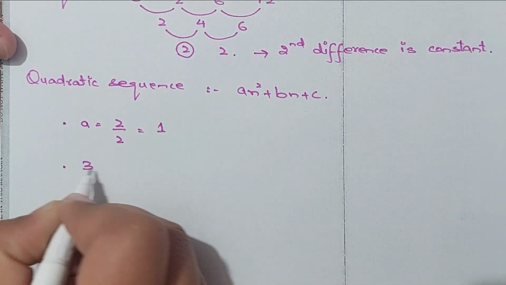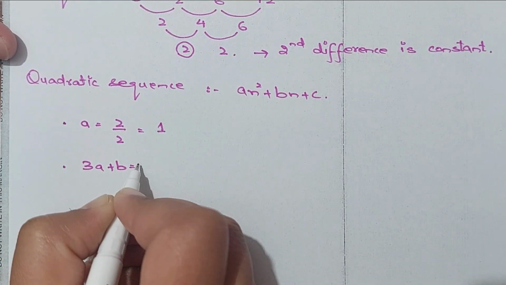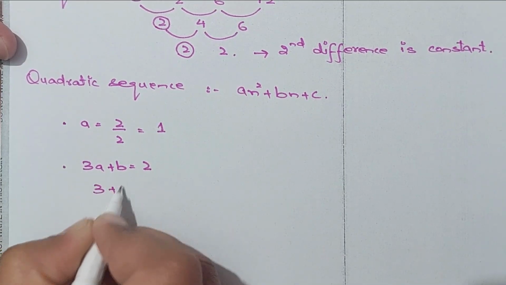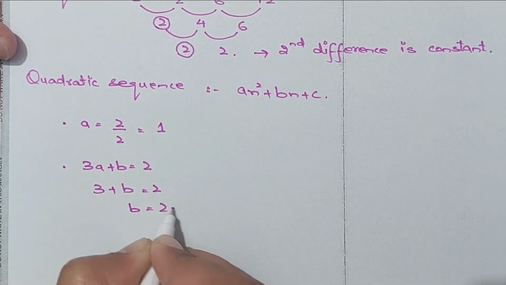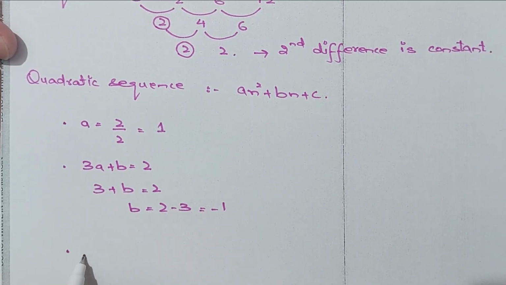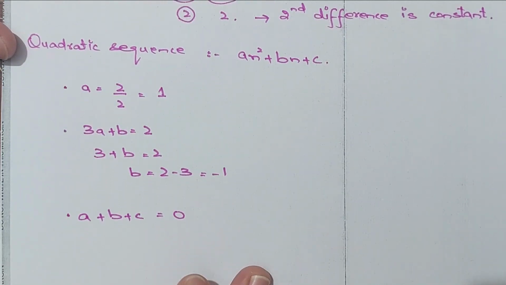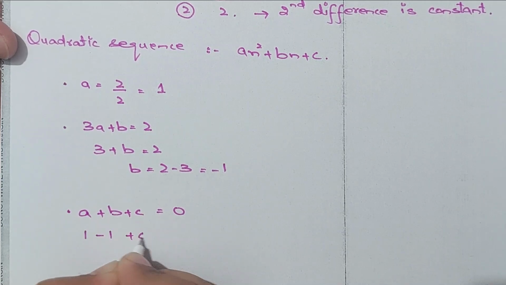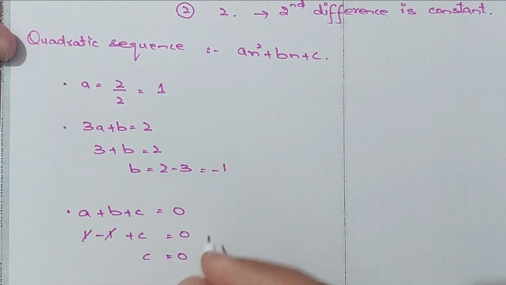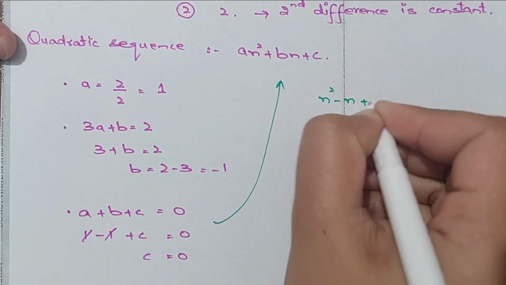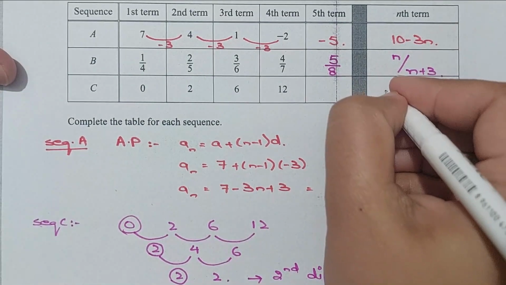Now 3a plus b equals the first term of the first difference, which is 2. The a value is 1, so 3 plus b equals 2, and the b value is 2 minus 3, which is negative 1. And a plus b plus c equals the first term of the sequence, which is 0. So a is 1, b is minus 1, plus c equals 0. So the c value is 0. Plug all the values into the sequence: a is 1, so n squared, b is minus 1, so minus n, and c is 0. So n squared minus n is the nth term for this sequence.